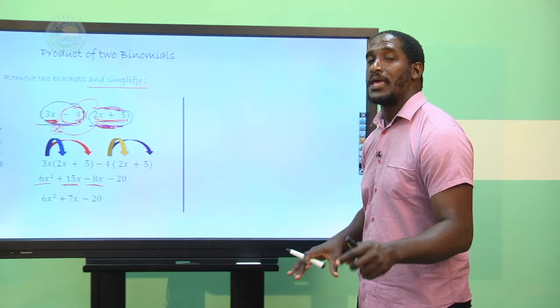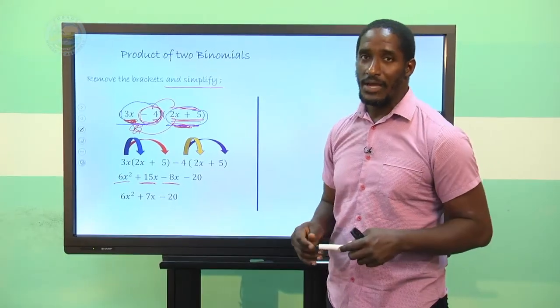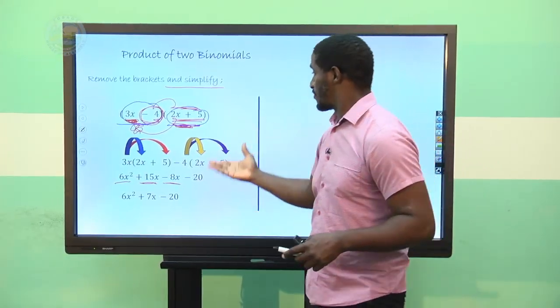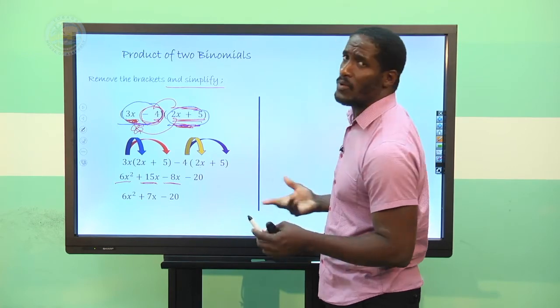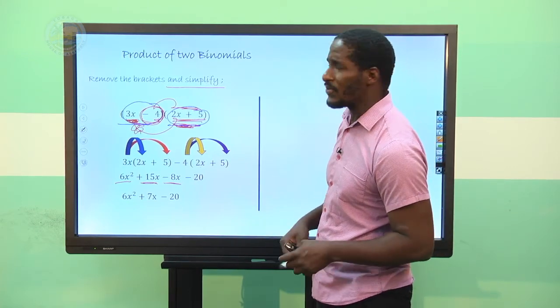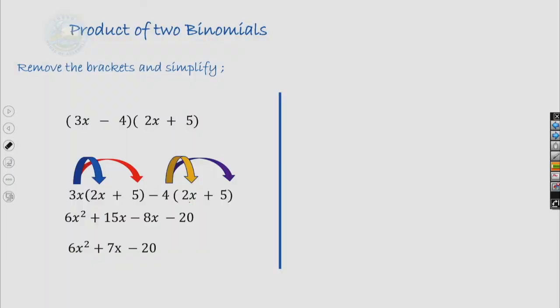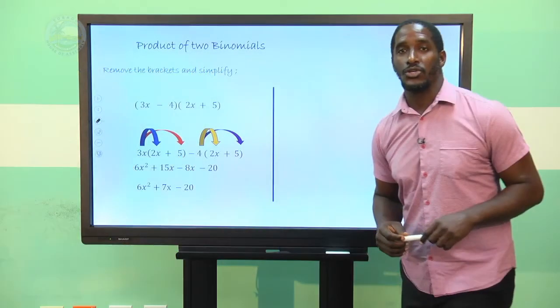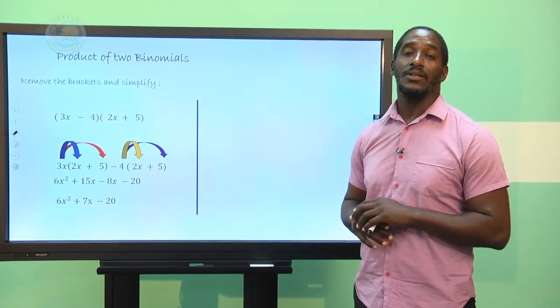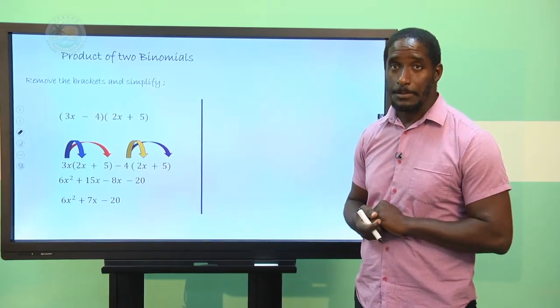Now remember I said that there are two approaches that I wanted you to look at. One is this really nice approach, but there's another one that is a bit shorter, and I'm hoping that we can look at that as well. Here we see that when we multiplied these two binomials, we ended up with 6x squared plus 7x minus 20. Now there's another approach that we can look at to assist us in finding the products of two binomials.